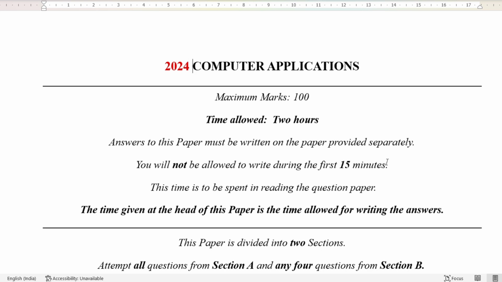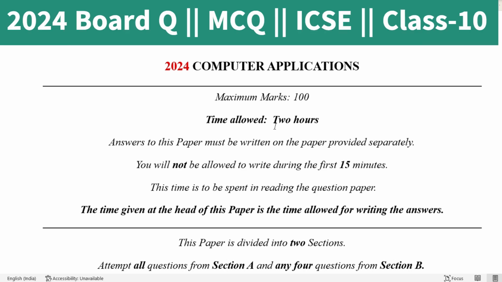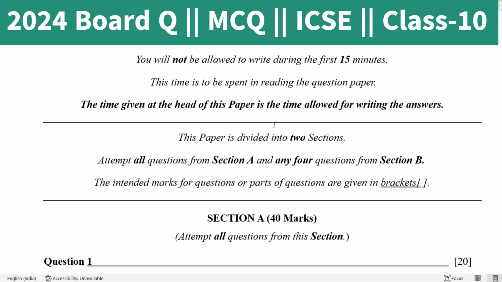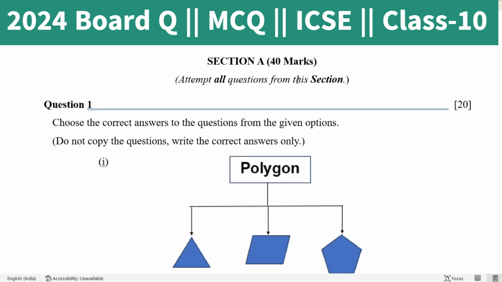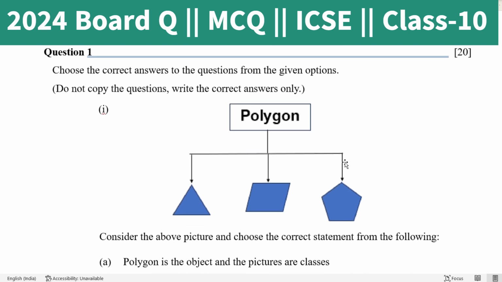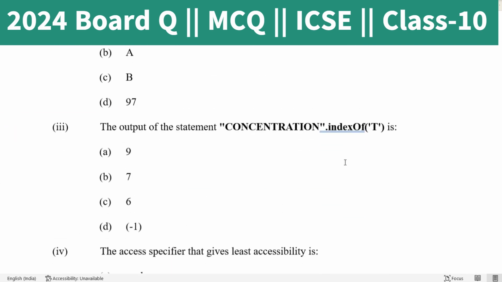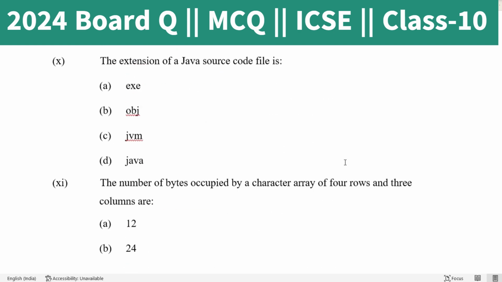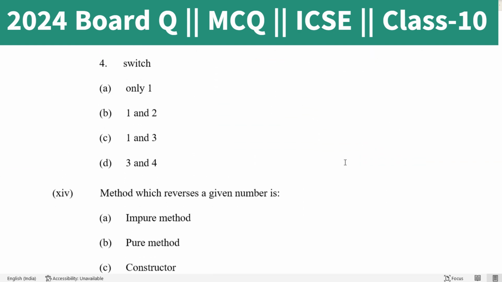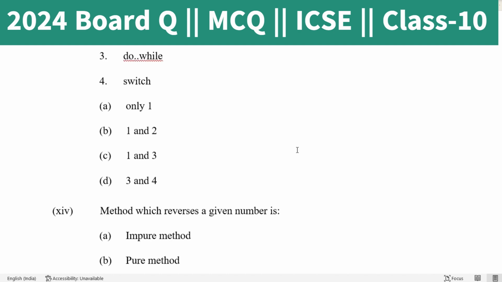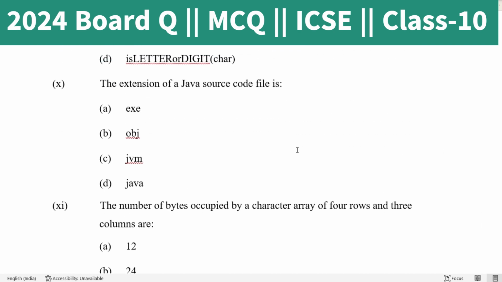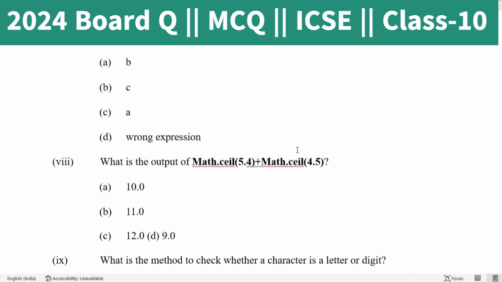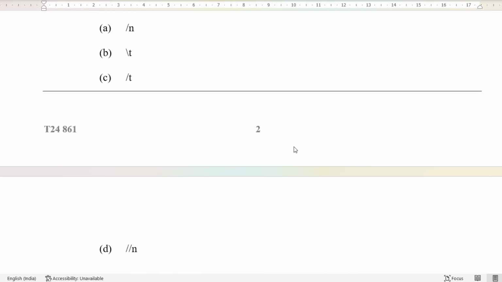This is your 2024 computer application paper. Section A is 40 marks: MCQ 20 marks and question 2, output-based, 20 marks. First we will do this MCQ. After completion of the 20 MCQs, I will show you the answer with explanation.